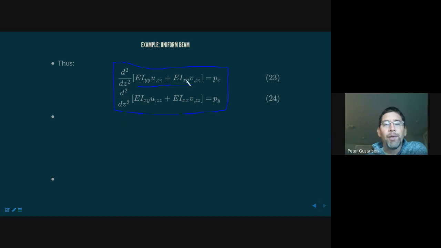Second derivative of moment is equal to distributed load. Say that in your head 10 times. It's a really good thing to sort of tattoo on your brain. Note also that we can sometimes simplify this even further.